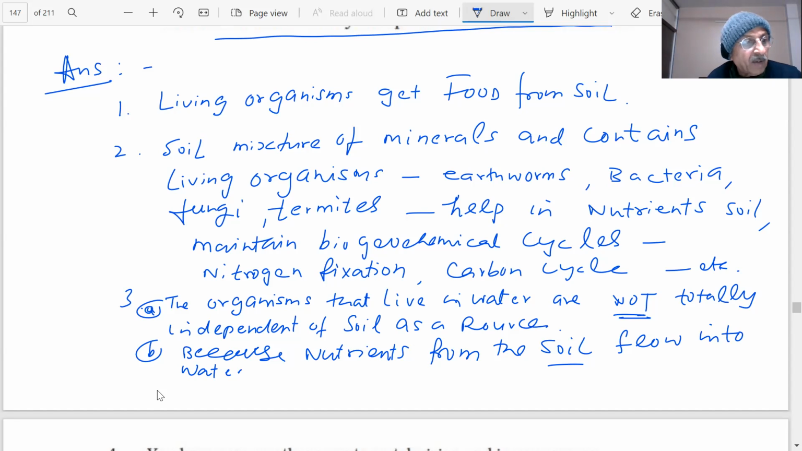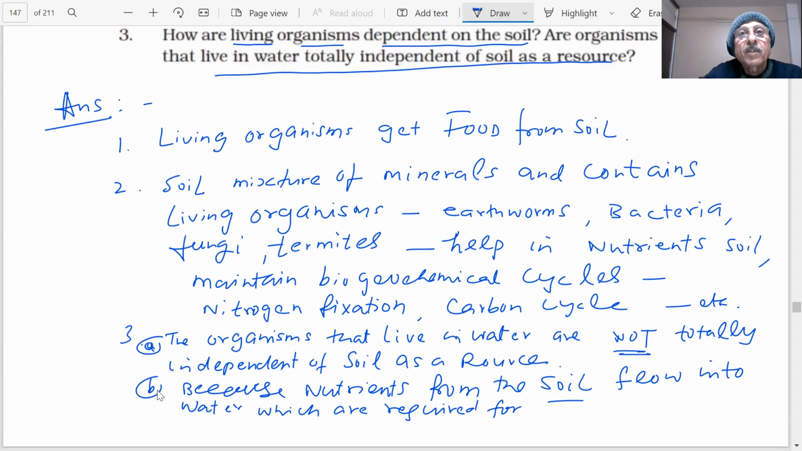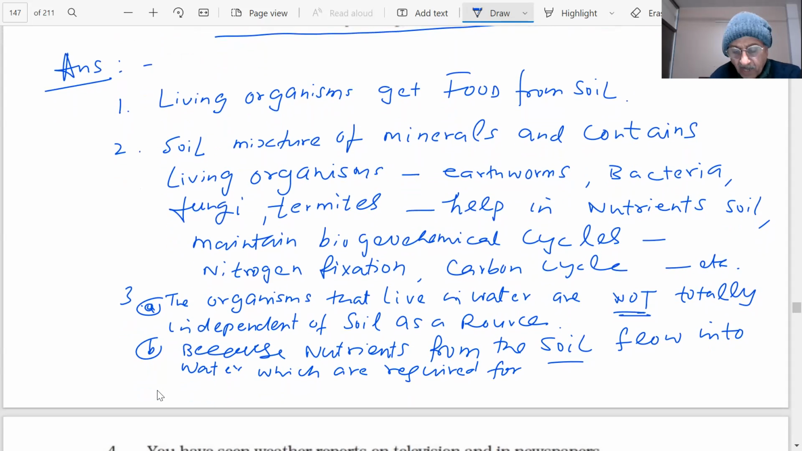So what happens then? The nutrients from the soil flow into water, which are required, student, ठीक है, which are required for the organisms that live in water. Anything else? I hope that is clear.